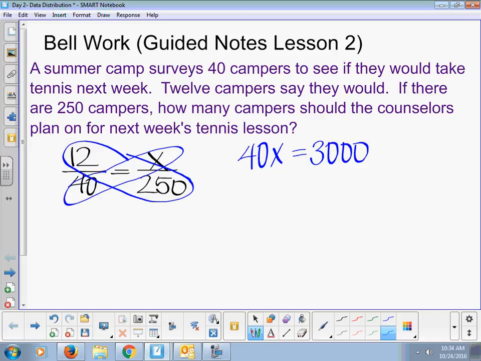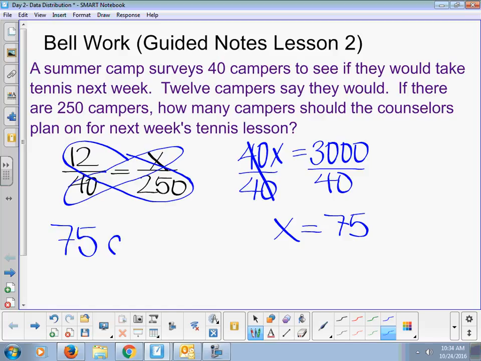3,000. Our last step is to do what to both sides? Divide by 40. And this cancels, we get that X equals 75. So they should expect 75 campers.